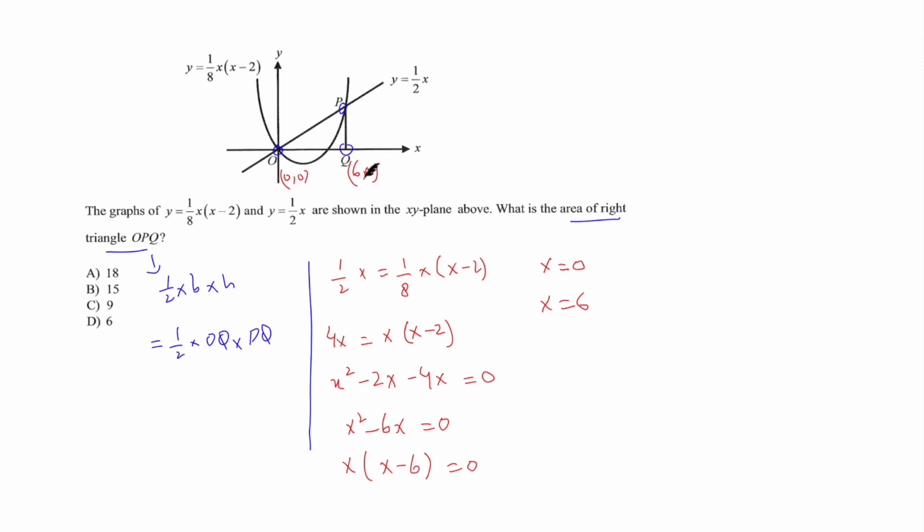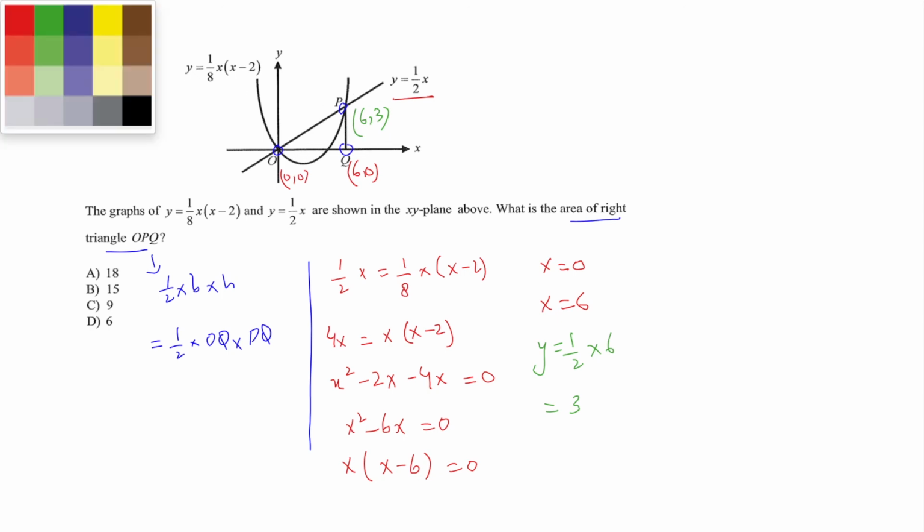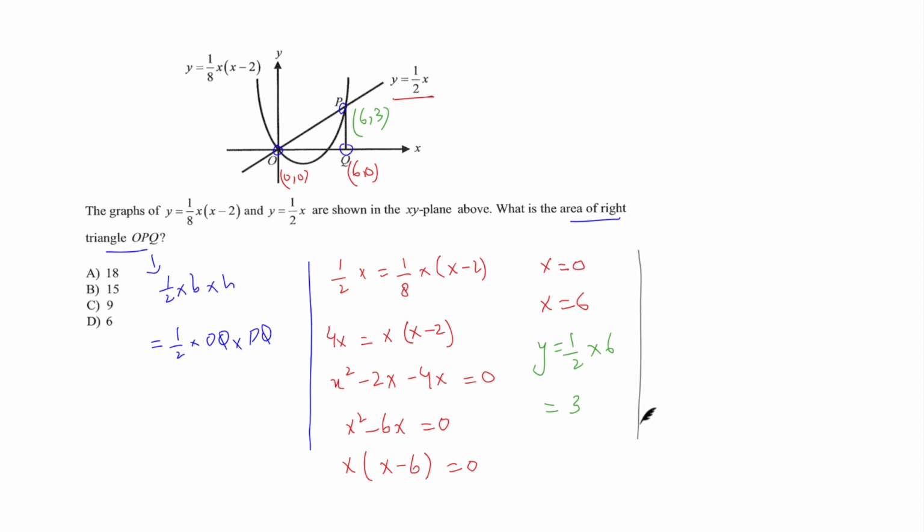We have this point. Let's plug this x coordinate into this equation to find out the value of y. So y should be, if I plug x equals 6 into this equation, half into 6. This is basically 3. So point P is 6 comma 3. There you go. Now we have our base, we have our height. So let's calculate the area. Area is half into base into height. Half into, this is our base, which is 6, and the height is basically 3. So half into 6 into 3 will give us 3 into 3, which is 9. This is our answer, which is option choice C.